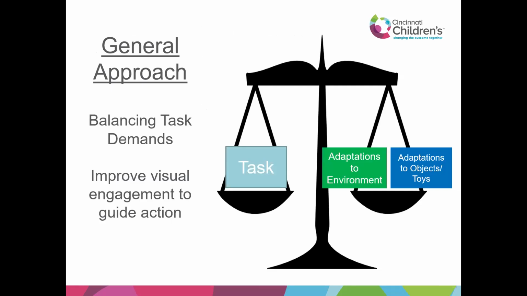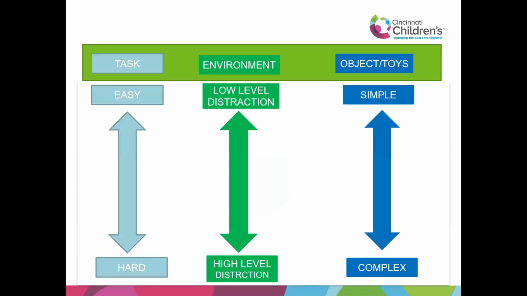So when we're thinking about how we can take in this information about what is challenging for a child, what we want to do to support building skills is look at balancing the task demands with the task at hand. With the goal of improving visual engagement to guide action and movement, we may want to look at how we can adapt the environment and how we can adapt objects and toys in our environment as well, and see if that will help provide more success with day-to-day tasks.